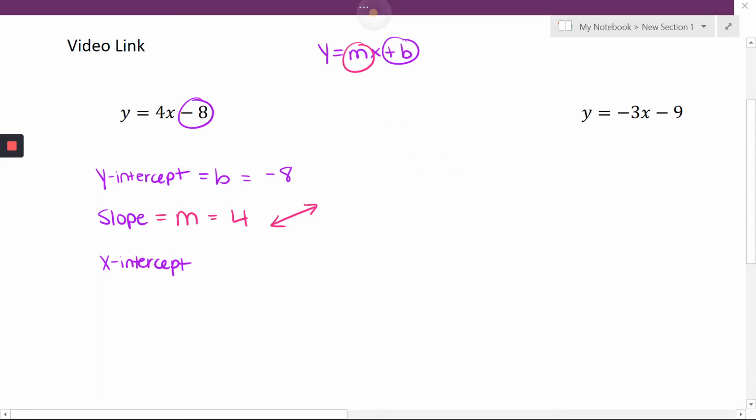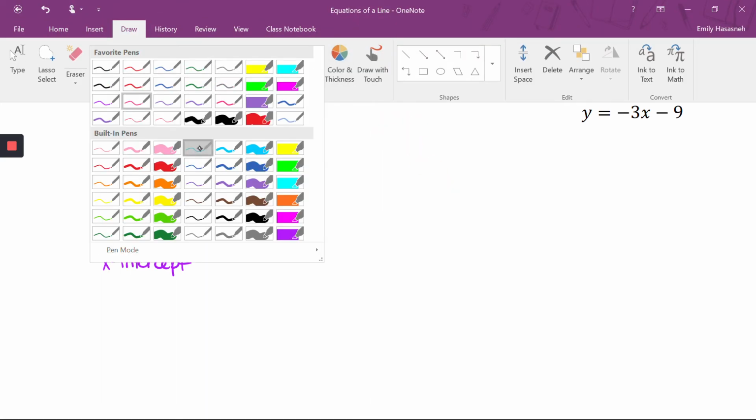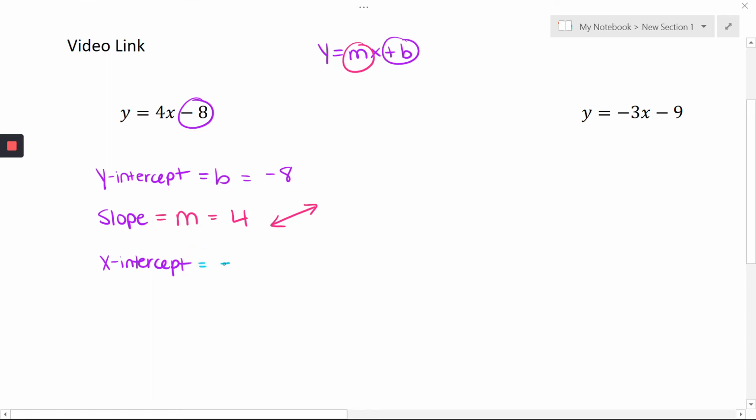The x-intercept I can find by doing -b divided by m. So here, my b we said is -8, so -8 is going to be +8. And my m we calculated as 4, so 8/4, meaning my x-intercept is at 2.